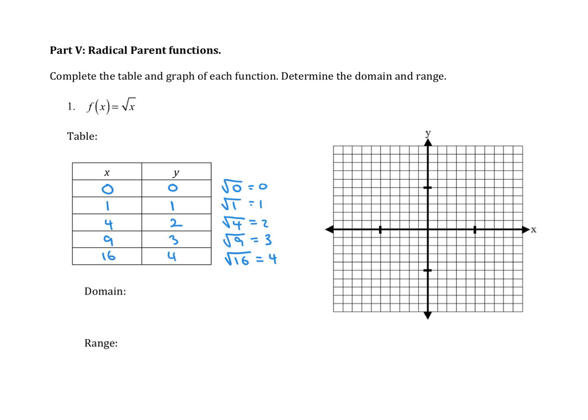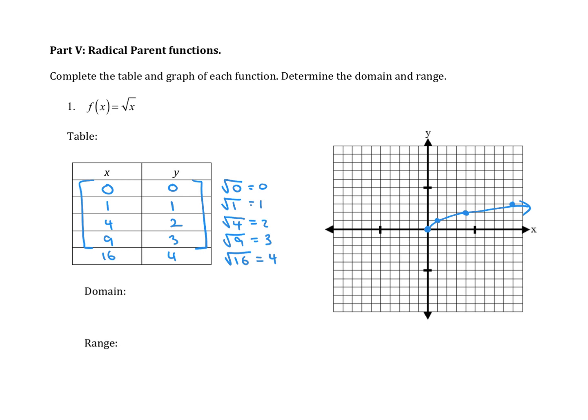Now, since I'm using a 10 by 10 graph, I'm just going to plot these first 4 points. So I'm going to plot the point 0, 0, 1, 1, 4, 2, and 9, 3. And the graph looks like this. And it increases without bound as you go to the right, and it's not defined for negative values of x. So the graph is not on the left side of my grid at all.